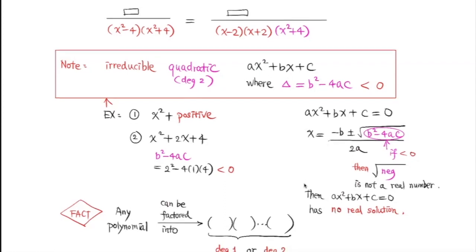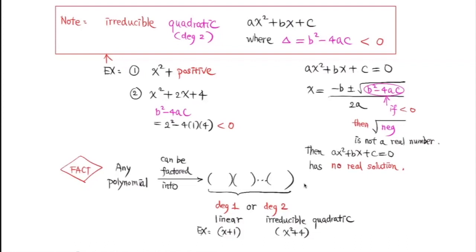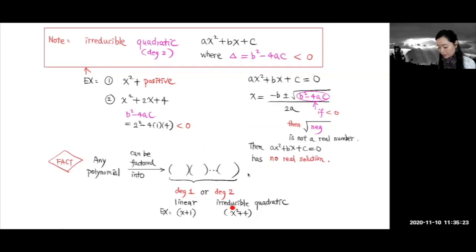It is proven that any polynomial can be factored into factors that are either degree 1 or degree 2, no more than that. So you can break it all down into factors that are either linear or irreducible quadratic, degree 1 or degree 2. So what happens if you have a degree 3? That means you can still break it down into degree 1 or 2. So this is proven.